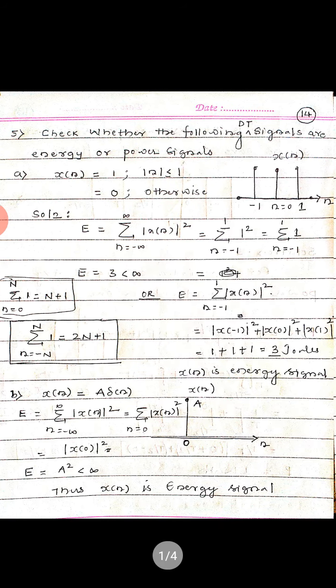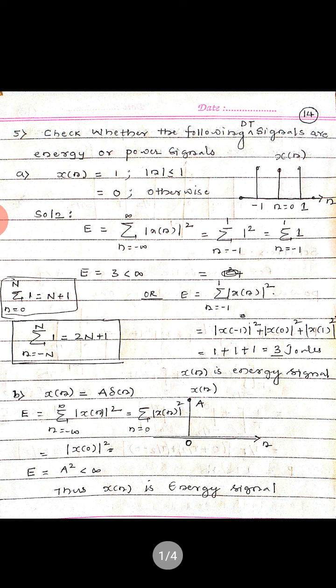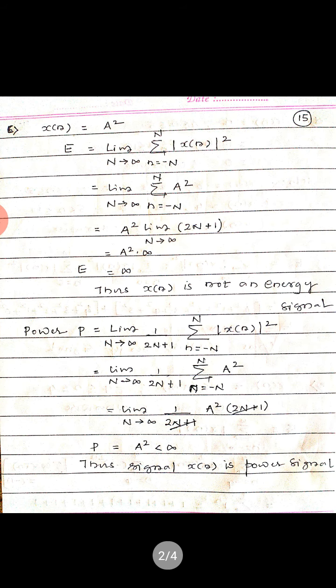So we have another standard formula, you can see here, summation n is equal to minus N to capital N of 1 is equal to 2N plus 1. Later I will explain how this formula gives the 2N plus 1 value. By using that, summation n is equal to minus N to plus N of 1 gives 2N plus 1. So now apply the limit N tends to infinity.